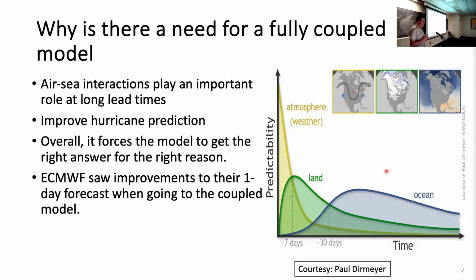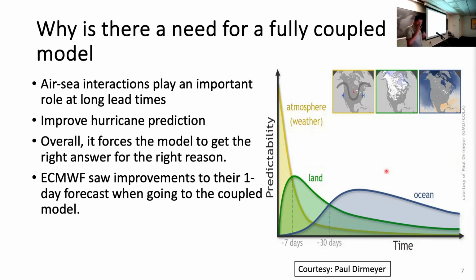And overall, having a coupled model forces you to get the right answer for the right reason. You can't just hide your problems in a boundary condition that's never going to feed back. So the trade-off is that it really exposes all our problems. So in the short term, it makes things worse, but it's going to force you to make a better model. And on the European side, they actually saw improvements in their one-day forecast when they went coupled, just because these physical processes are better represented.